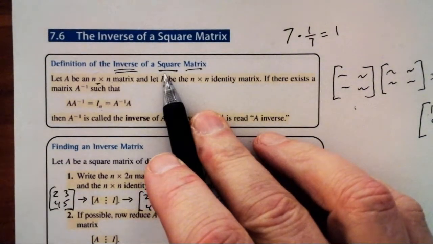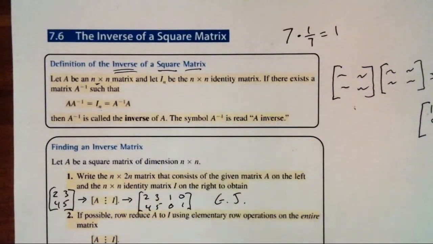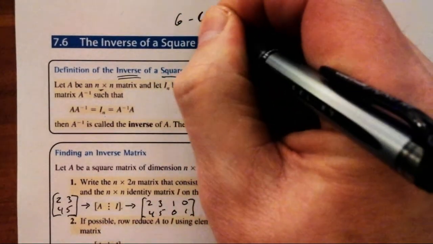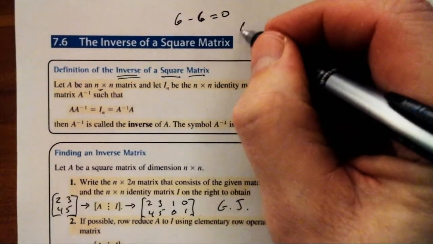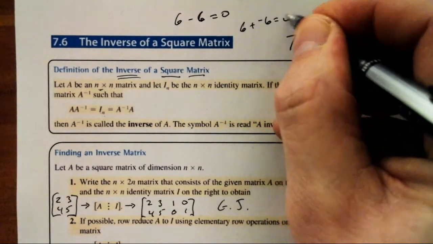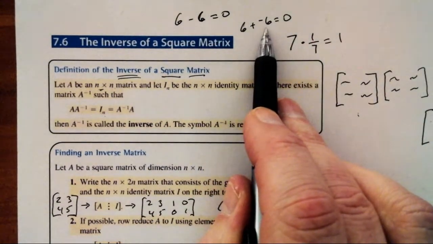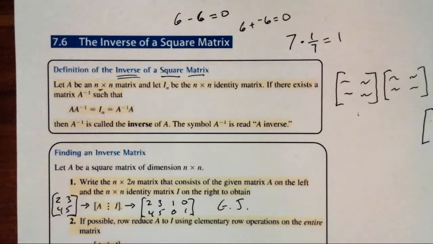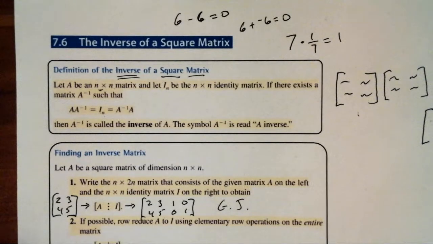when we've worked with just numbers, you've learned about inverse properties. For instance, 6 minus 6 equals 0, or better yet, 6 plus negative 6 equals 0. Negative 6 is referred to as the additive inverse of 6. When we're talking about inverses with square matrices, we are talking about multiplicative inverses. And 7 is the multiplicative inverse of 1/7 or vice versa because they multiply to be 1.